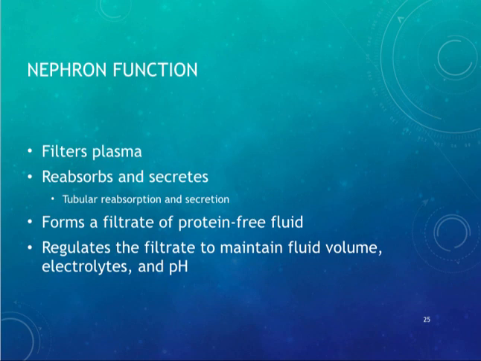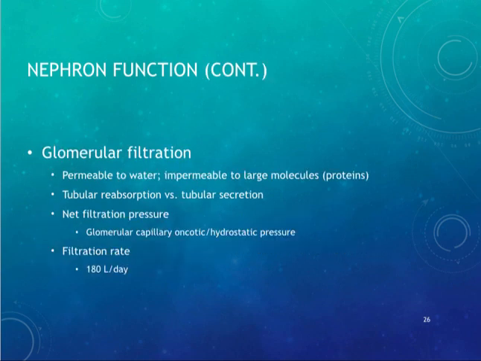Obviously, it regulates and filtrates to maintain fluid volume, electrolytes, and your pH, so acid-base balance as well. Glomerular filtration is permeable to water, impermeable to large molecules like proteins, which I already mentioned a minute ago. We shouldn't be secreting proteins out through the urine. If we do, there's usually a problem. Tubular reabsorption versus secretion, I already mentioned this, where you're reabsorbing factors that we need versus ones that we do not.